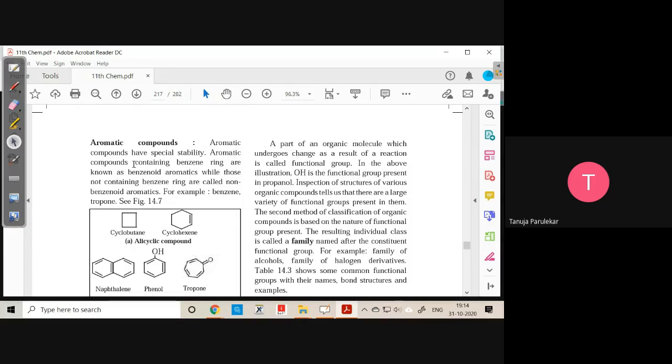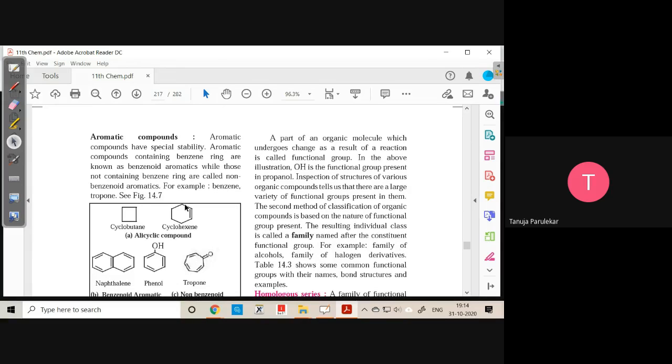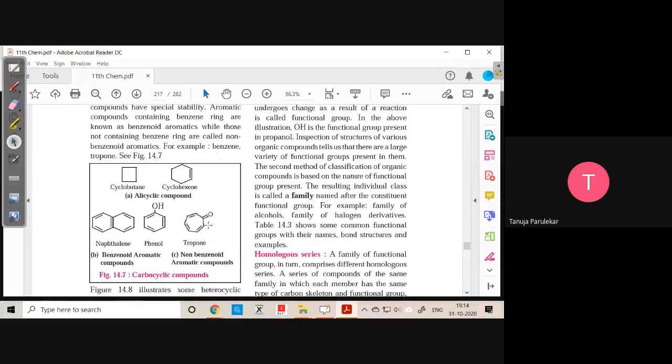So these aromatic compounds containing a benzene ring are known as benzenoid aromatic compounds, while those which do not contain a benzene ring are called non-benzenoid compounds. For example, benzene and tropone. The benzene structure we had seen some time back, but I'm still putting it over here. Benzene is a cyclohexane with alternate double bonds.